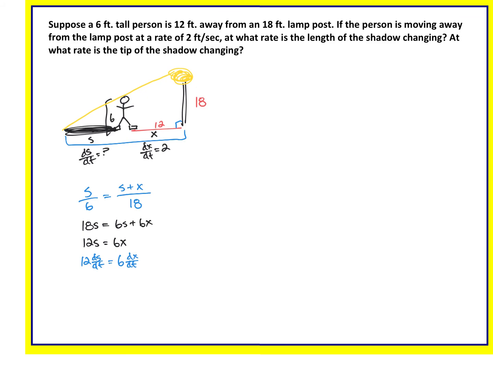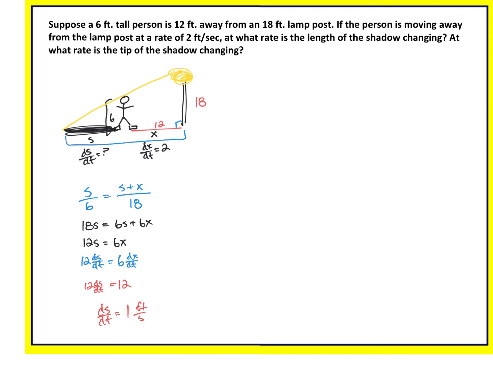So what is ds/dt? I don't know, that's what we're solving for. What is dx/dt? 2. So now I end up having 6 times 2, which is 12, is equal to 12 ds/dt. And so what is ds/dt? 1. So ds/dt is equal to 1 foot per second. So his shadow with heels on is changing at 1 foot per second when he's walking away from the lamp like that.